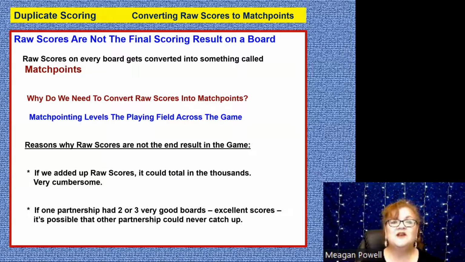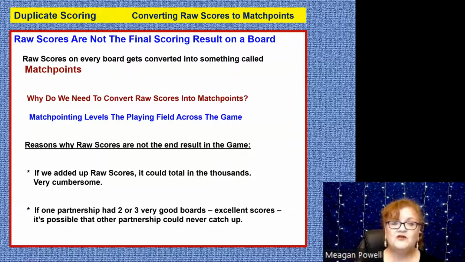That's an enormous gap if all we used were your raw scores and we added them up during the course of a game. What if those other tables could never, ever catch up to you? That would not make the game very fair. Some people might say, well, the game was over on the first two boards, but that's not what bridge is about. This is supposed to be a fair game from beginning to end.